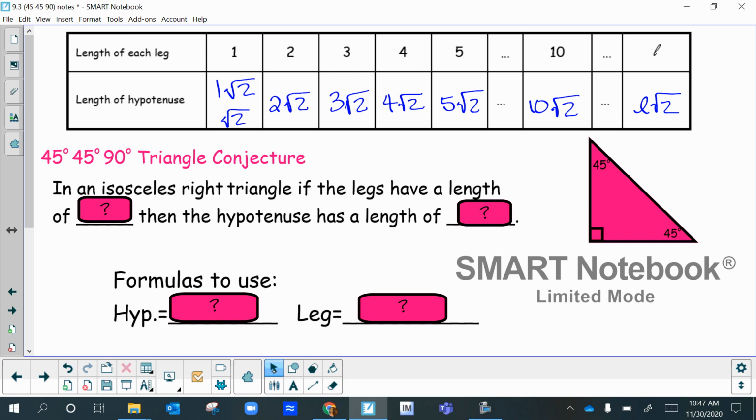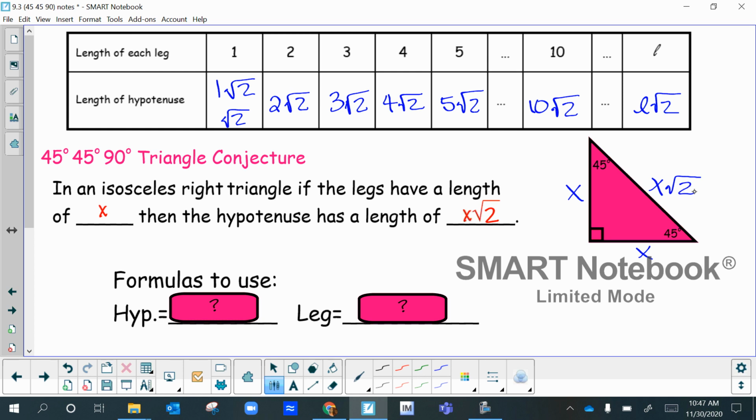Okay, so let's write out the conjecture. In an isosceles right triangle, also known as the 45, 45, 90, if the legs have the length of x, which let's go ahead and write it on this picture over here. Remember, they're always going to be the same, okay? Then the hypotenuse is going to have the length of x radical 2. And so this is how you're going to see it on your formula chart. They'll give you this exact picture right here. And so what about some formulas to think about, okay?